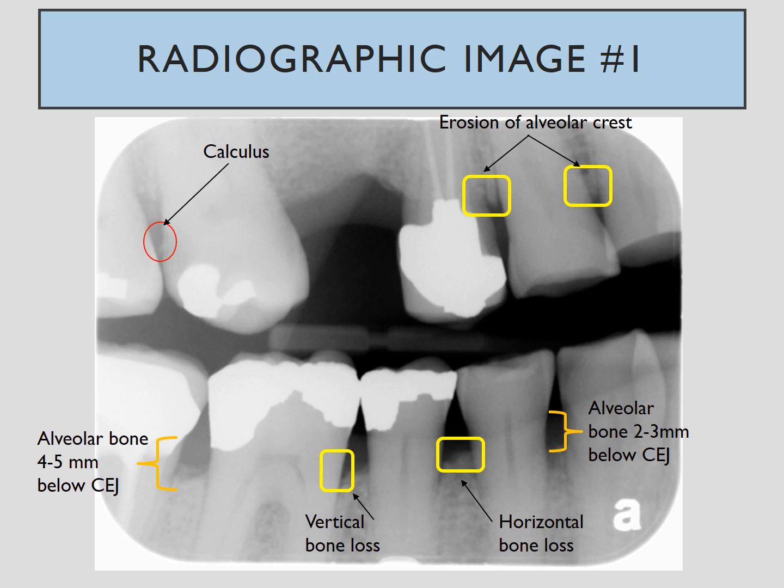On this slide, we will look at a bite wing radiographic image of Brenda's mouth. We can see a small spicule of calculus that is located on the distal of tooth number 2. We see the area where tooth number 3 is missing. If we look mesial to tooth number 4, we can see that there is erosion of the alveolar crest. Going down to tooth number 28, we can see that the alveolar bone is 2 to 3 millimeters below the CEJ. Distal to that, we see levels of horizontal bone loss.